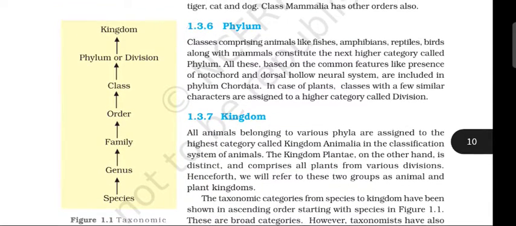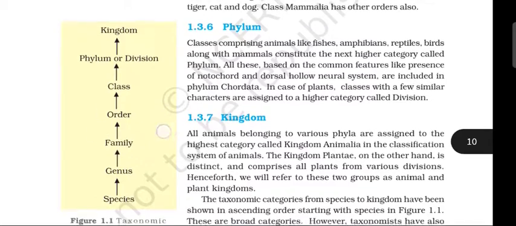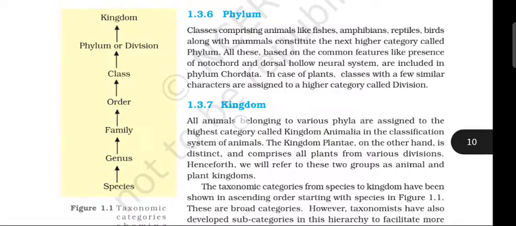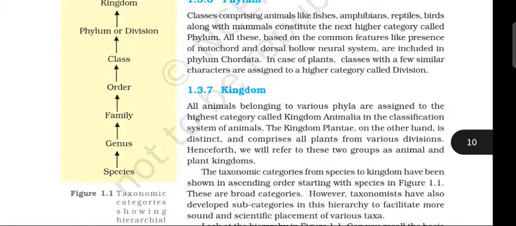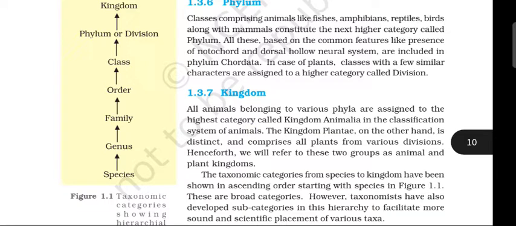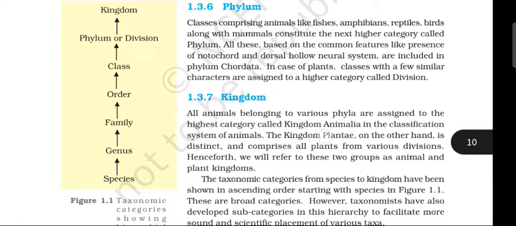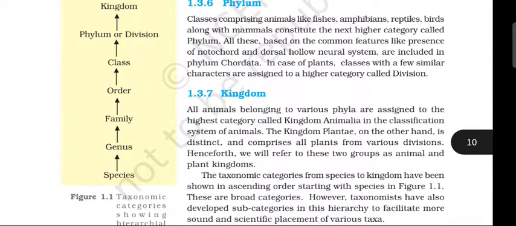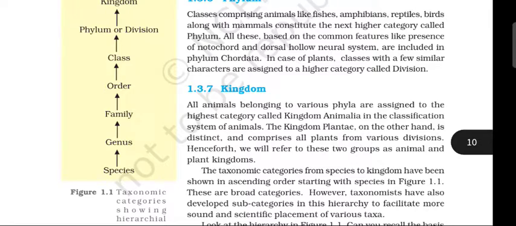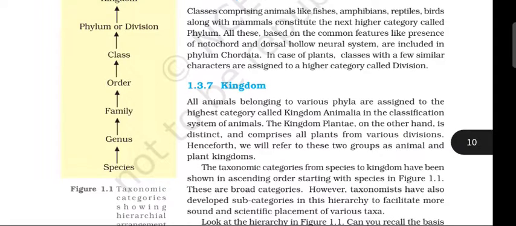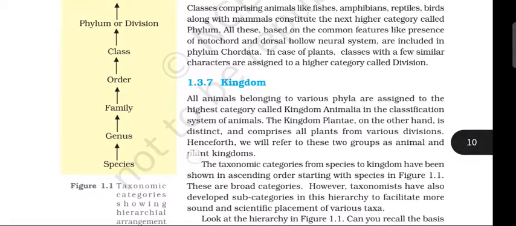There is kingdom, phylum and division, class, order, family, genus, species. Kingdom: all animals belonging to various phyla are assigned to the highest category called kingdom Animalia in the classification system of animals. The Kingdom Plantae, on the other hand, is distinct and comprises all plants from various divisions. Henceforth, we will refer to these two groups as the animal and plant kingdoms.